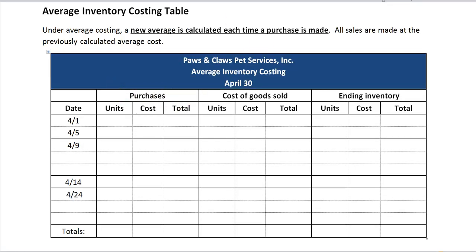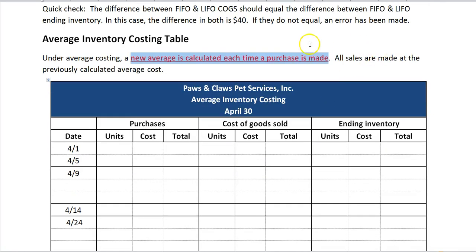Alright, the average costing table. The rule here is a new average is calculated every time a purchase is made. I have to highlight it, but red works.